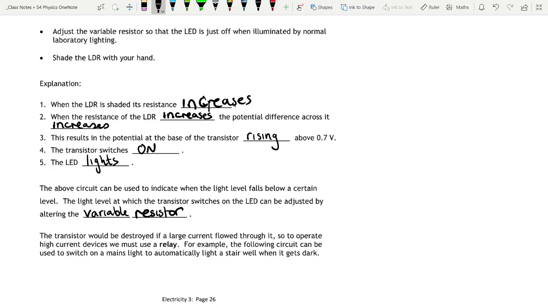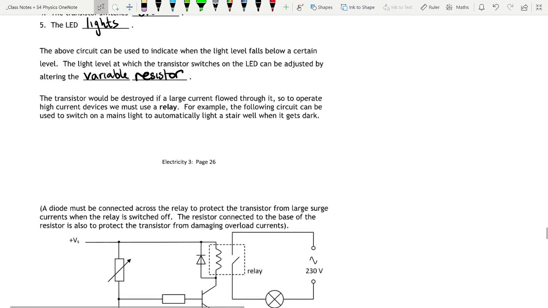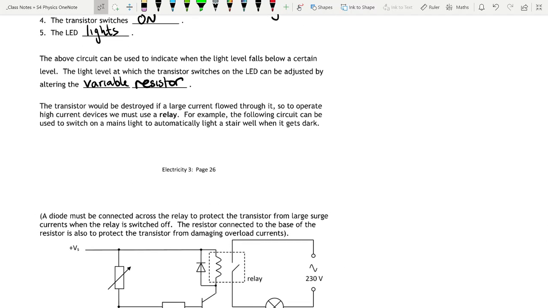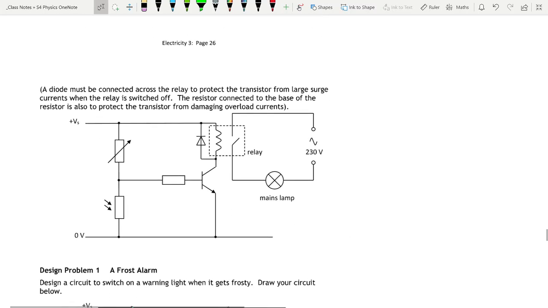So to operate high current devices, we sometimes have to use a relay. Okay, so let's have a look at this circuit here. This is the one that uses a relay. So remember, a relay uses a small current to switch on a bigger current.